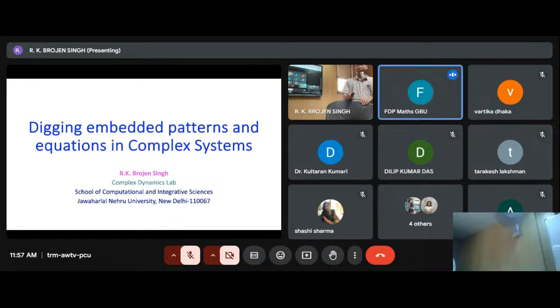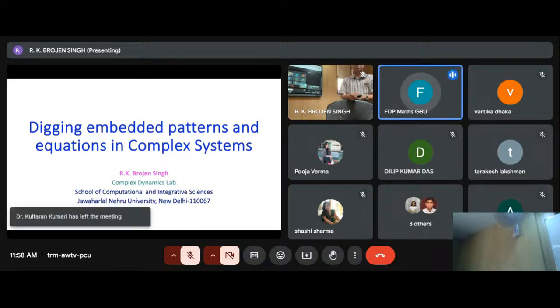Very good evening to all the participants. It is an honor for us and a very utmost privilege to welcome Professor R.K. Brojan Singh, an esteemed scholar, accomplished researcher, and dynamic academic leader from the School of Computational and Integrated Sciences, Jawaharlal Nehru University, New Delhi. Professor Singh has been a faculty member at the School of Computational and Integrated Sciences since 2013; he joined as an assistant professor and now he is a professor.